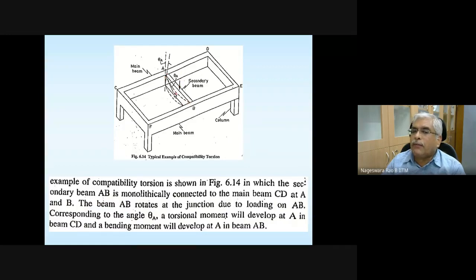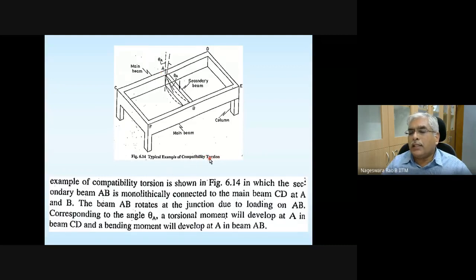While deflecting like this, this beam is trying to pull these main beams, or these main beams are going to be subjected to some torsional moment. Unless these main beams rotate like this, that will not help this secondary beam to deflect in this manner. And so this torsion is arising because of the compatibility between this main beam and secondary beam. So that's why this torsion is classified as compatibility torsion.